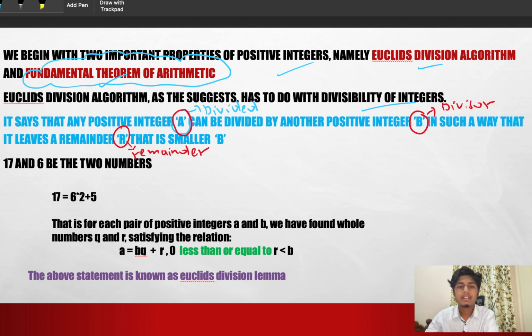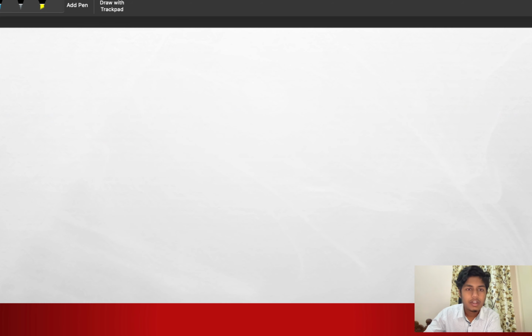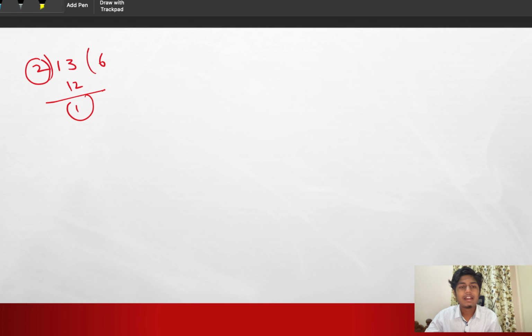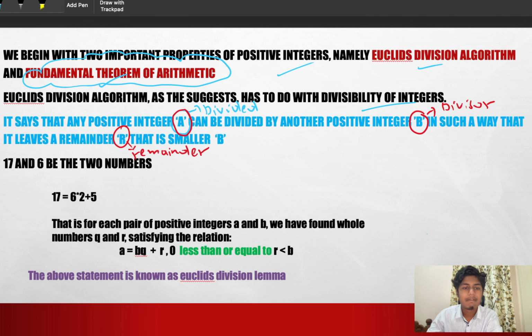So I will explain this with an example. If 13 is divided by 2, it goes 6 times, 1 is the remainder. Remainder is 1 and divisor is 2. 1 is always less than 2, so remainder is always less than divisor. So let us take one more example. 17 and 6 be the two numbers.